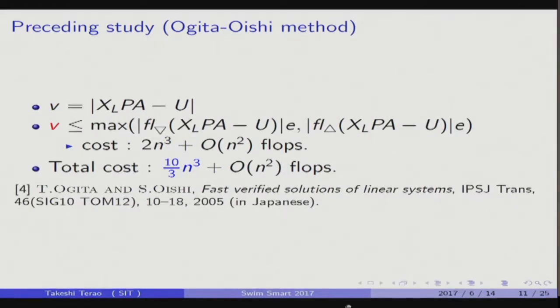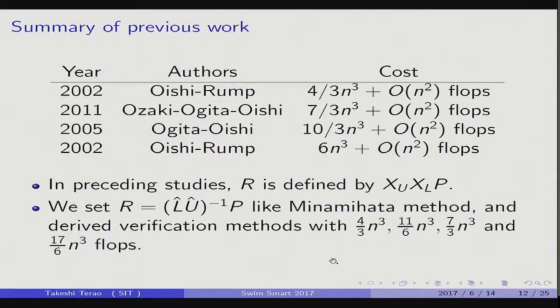Next, we introduce the method using rounding downward and upward. V is bounded by this one. Then the cost of this calculation is 2 times n cubed flops, and the total cost of the Ogita method is 10/3 times n cubed flops. These are the first method and the simple method and their computational costs.